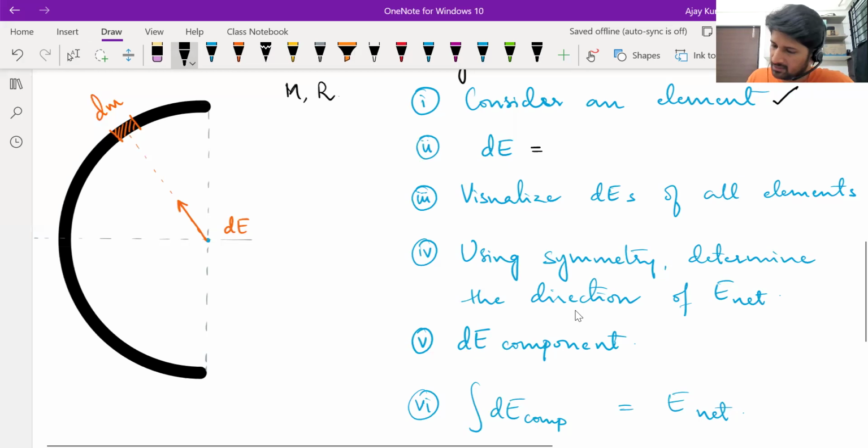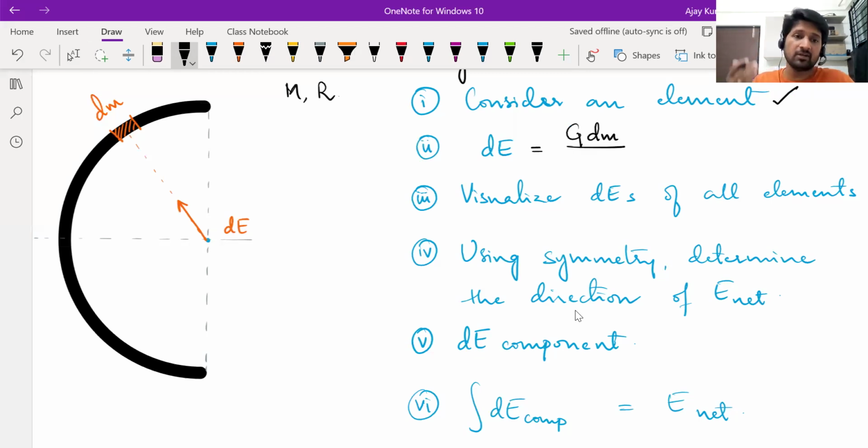Next part is field produced by this element. That will be G times mass of the element divided by square of distance from element to the point where you want the field. We want the field at the center of the ring. So distance is r, radius, and you square it. That's the field produced by one element. Next, we have to visualize fields produced by all elements. Why? Because for net field, we need to integrate all the fields.